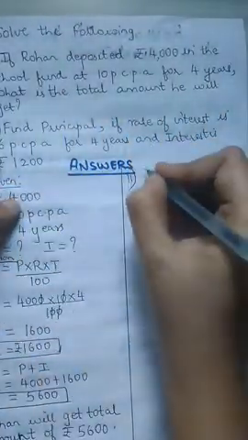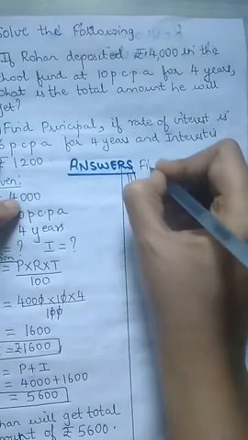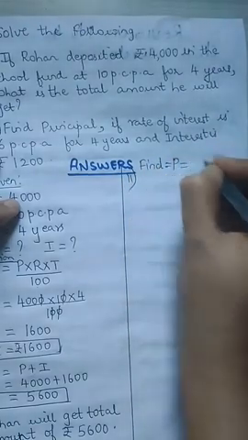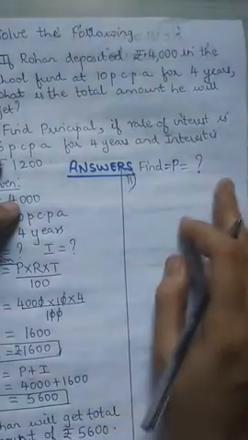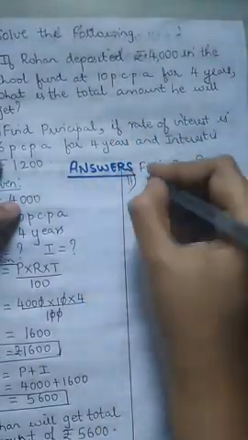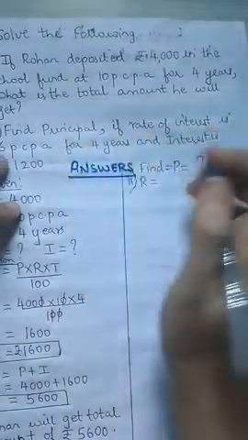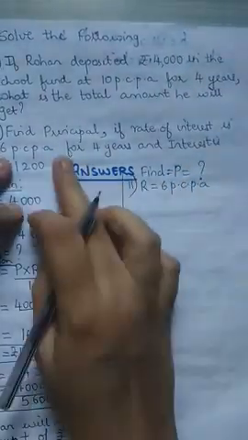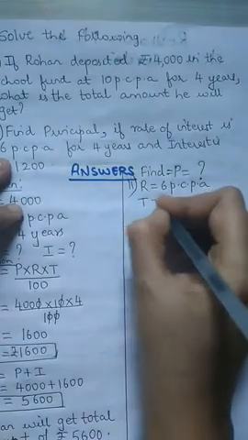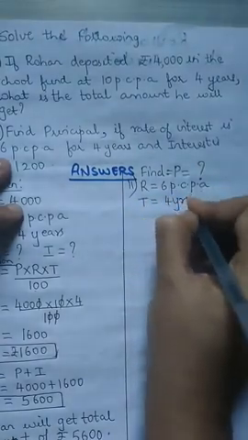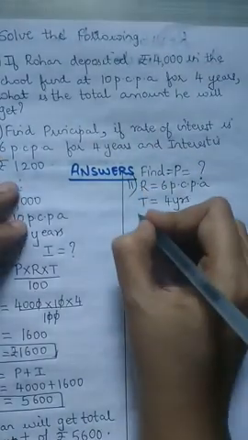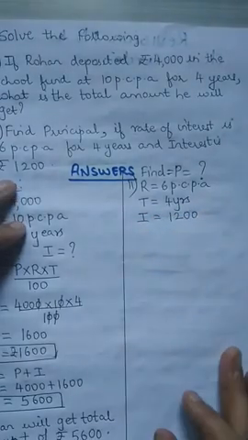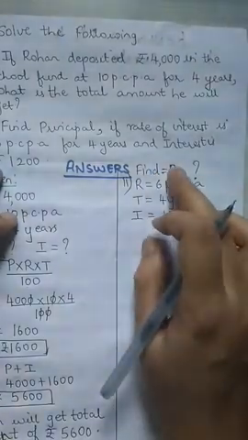Find the principal. They have already given find principal. This is what you are supposed to find. If rate of interest R is equal to 6% per annum, this is given. T is equal to 4 years. And interest is equal to 1200. This is already given and you are supposed to find the principal.